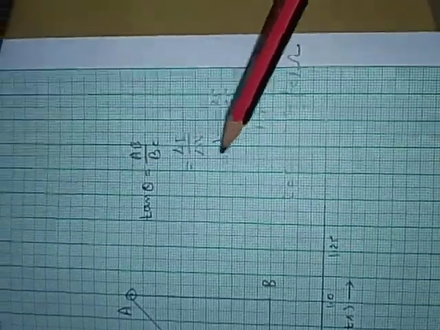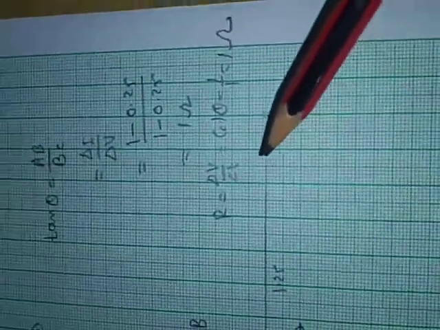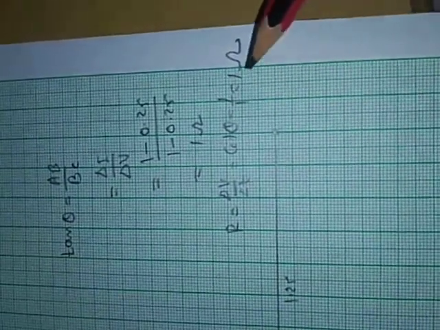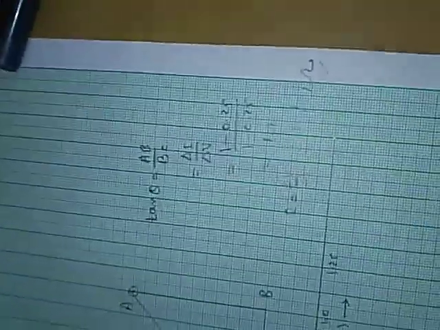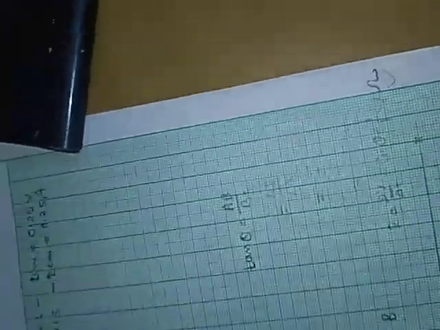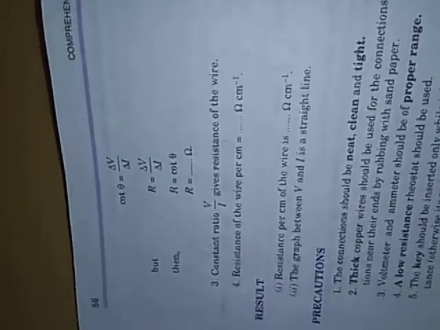But voltage upon current is the resistance, that is why we have taken the reciprocal of this. While we take the reciprocal, R is equal to del V upon del I is equal to cot theta, and 1 upon 1 is equal to 1 ohm. In this way graphically we can obtain the value of resistance. Then after obtaining this value we can mention this value here, this is 1 ohm, and after this our experiment is completed.